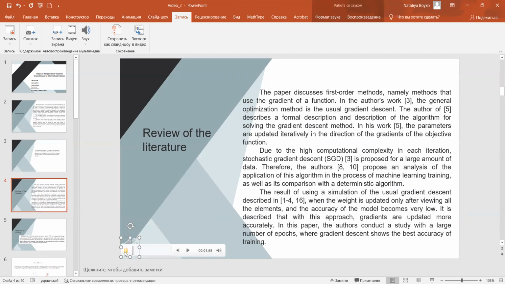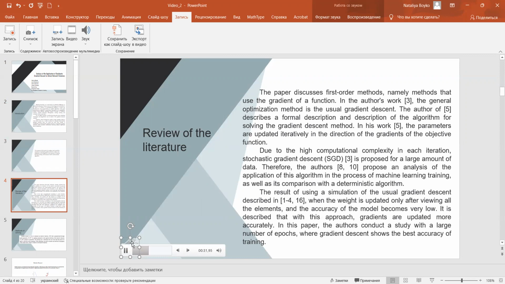Review of the literature. The paper discusses first-order methods, namely methods that use the gradient of a function. In the author's work 3, the general optimization method is the usual gradient descent. The author of 5 describes a formal description and description of the algorithm for solving the gradient descent method. In his work 5, the parameters are updated iteratively in the direction of the gradients of the objective function.